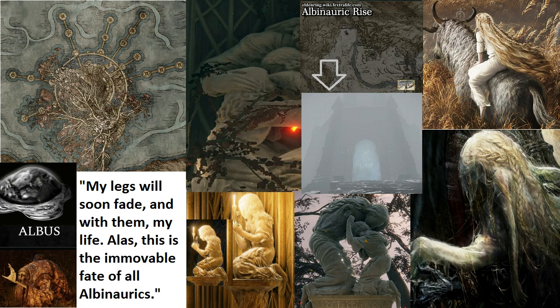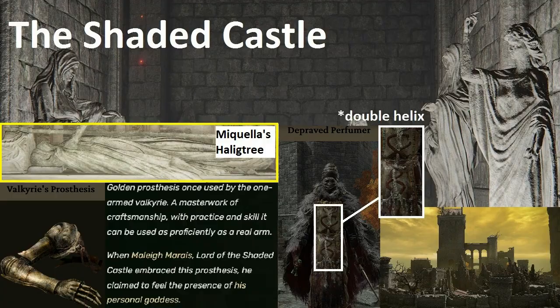The brace of the helix tree itself could connect to Miquella being of Silver Tear heritage. Like the tree, he required a brace to stand, which is why he needed to use dreams to travel the Lands Between. Also, why sculptures depicting young Miquella are all sitting down. Sculptures are found throughout the Lands Between, but none so abundantly as those within the Shaded Castle.